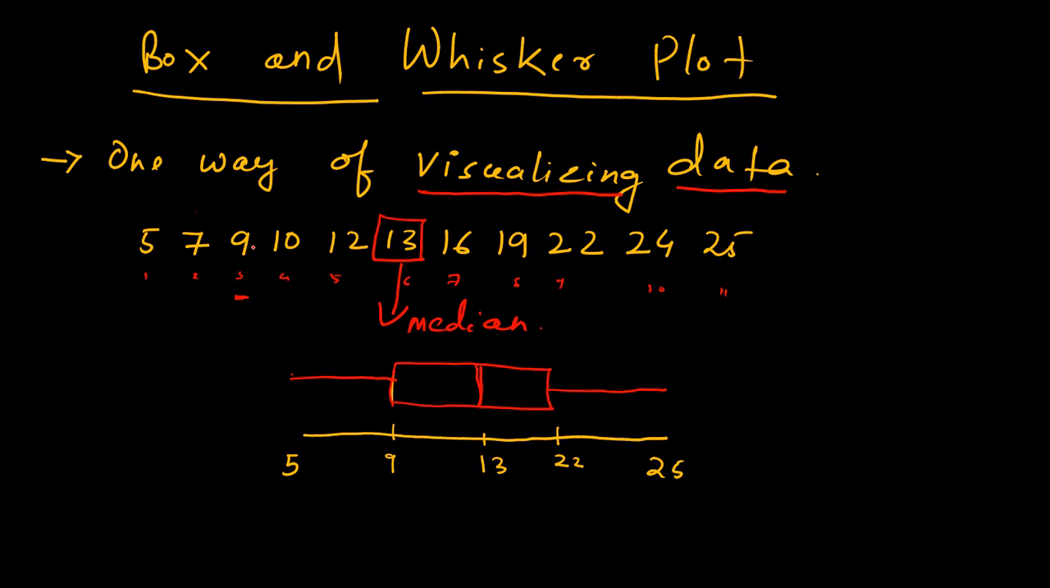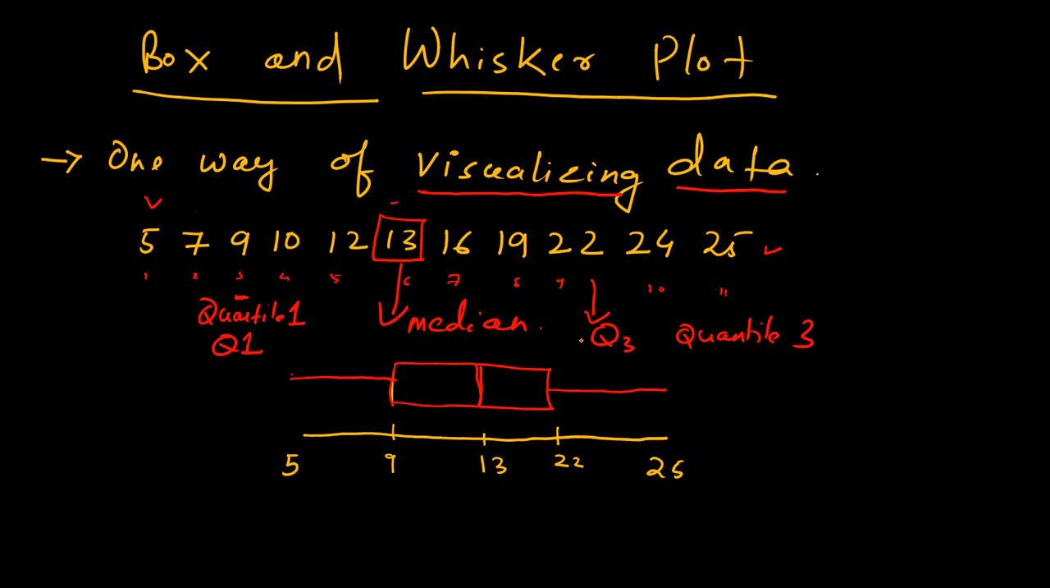All right. Now, if you take the middle number between the first and the median, which is 5, 7, 9, 10, 12, 9 is the middle number. So this is called quantile 1, or Q1 in short. Okay. And then take the middle number between the median and the last number, which is 25. So this is nothing but 22, right? So this is the middle number between 13 and 25, right? So we call it Q3 or quantile 3.